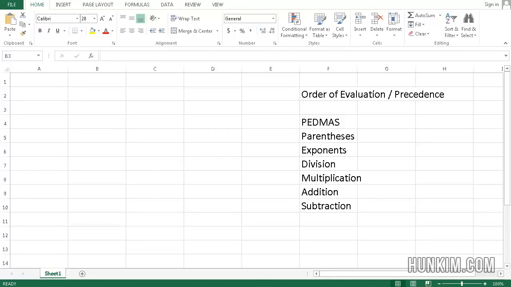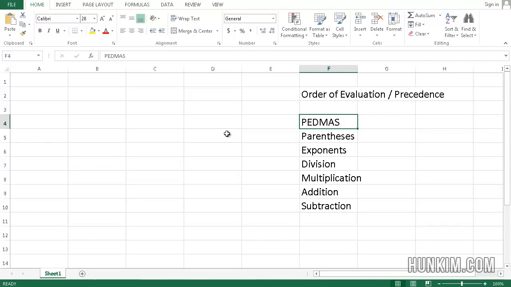Let's practice some order of evaluation precedence in Excel 2013. The idea here is that, just like math class a long time ago, we have this idea of PEDMAS. Parentheses come first, exponent second, then division, multiplication, addition, and finally subtraction. Sometimes we call this BEDMAS instead, where the B stands for bracket, which is the same thing as parentheses.